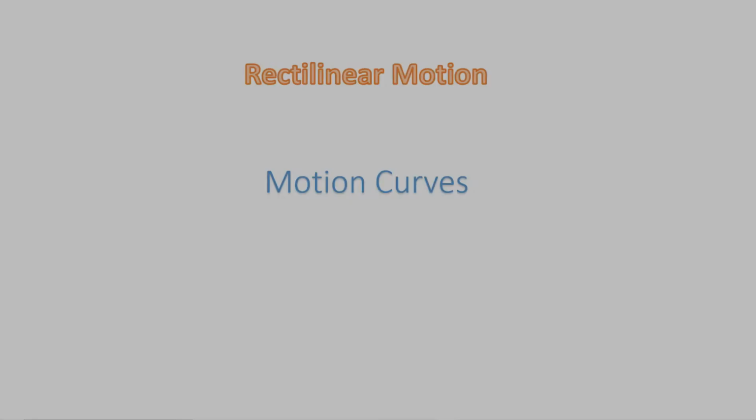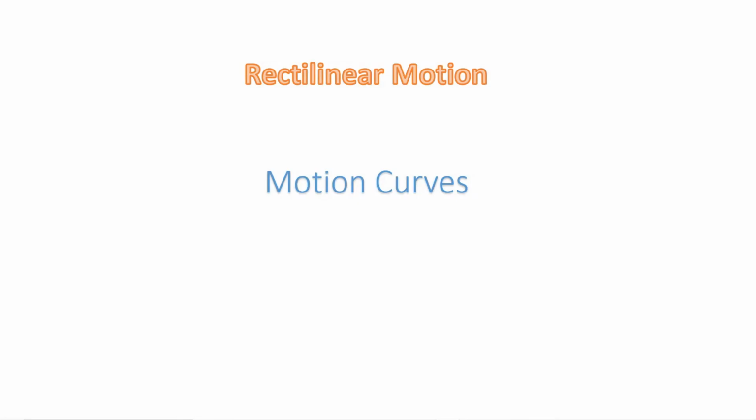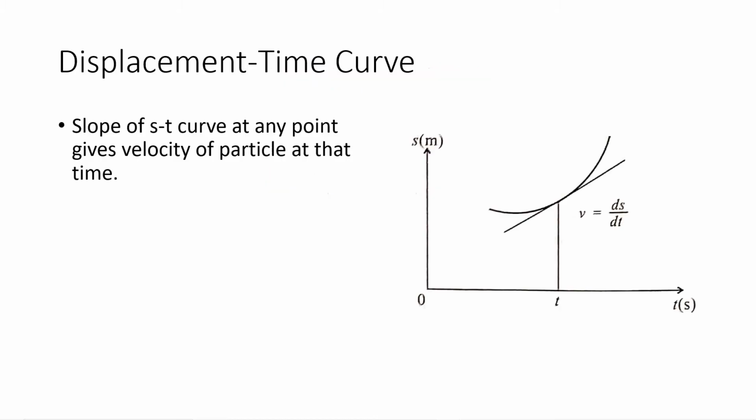Okay, so we'll start with today's lecture. It will be on motion curves. In the previous lecture, we had seen the displacement time curve. The slope of the displacement time curve, ds by dt, gives velocity.